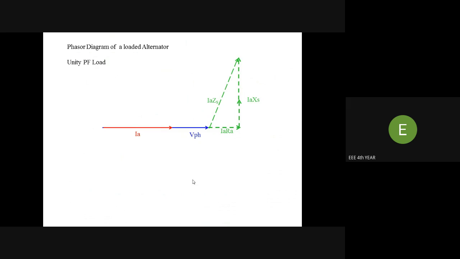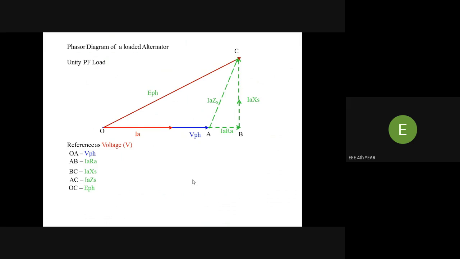The combination of resistance drop and reactance drop gives the impedance drop. Finally, we get the no load induced EMF, E phase. It is only applicable for the unity power factor load. So from the phasor diagram, we can determine the E phase value.